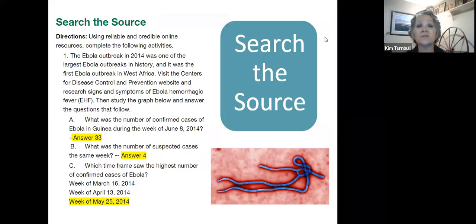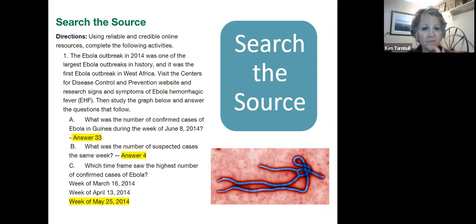Okay. Search the source. So this might be a great activity at the end of a chapter. We have search the source pretty much on every chapter, but it's an extension in learning and to be able to kind of think outside the box, go check this website that's reputable, gather this information, and then bring it back and do your presentation.